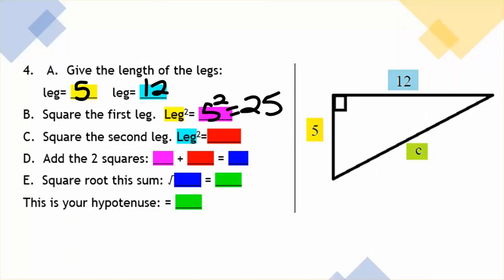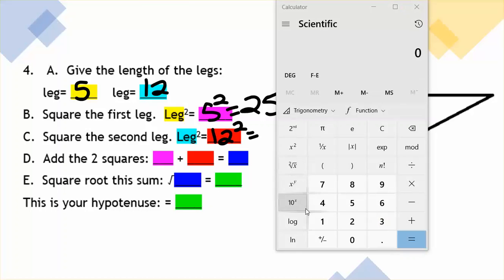Step C, square the second leg. Okay, the second leg was 12. So now I want 12 squared. So back on the calculator. First, I'm going to use the squared key. So 12 squared is 144. Or again, showing you how I could take 12 times 12.